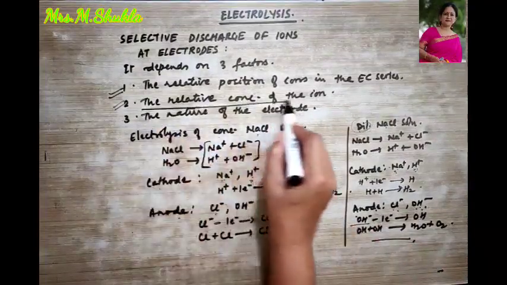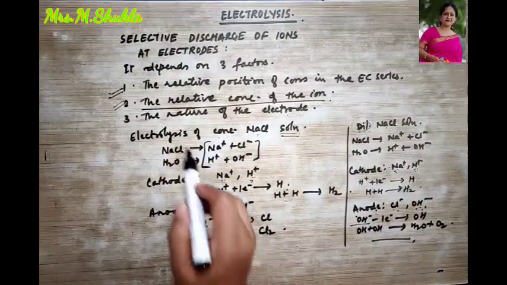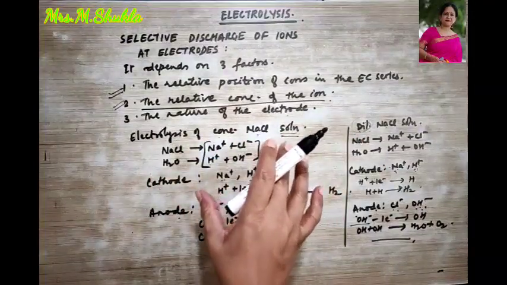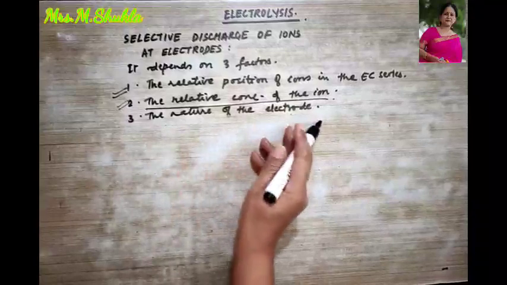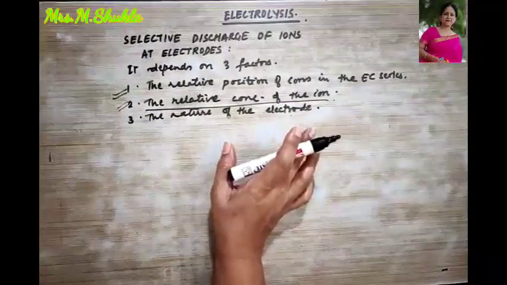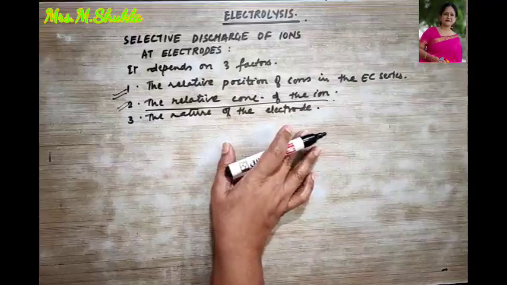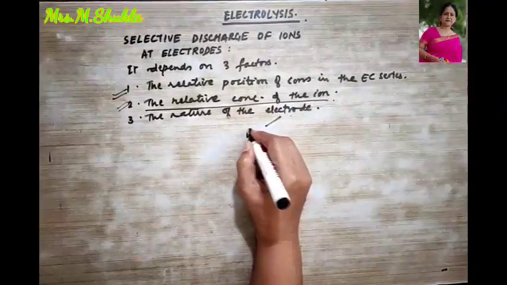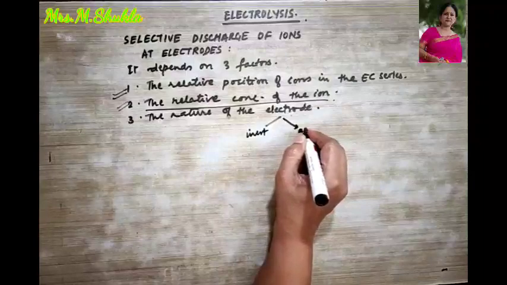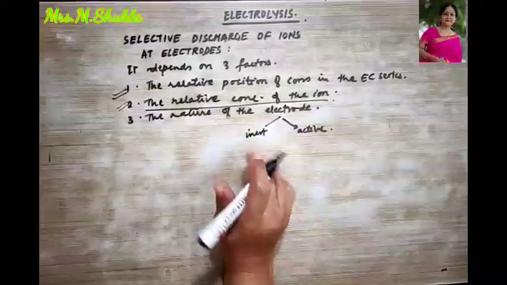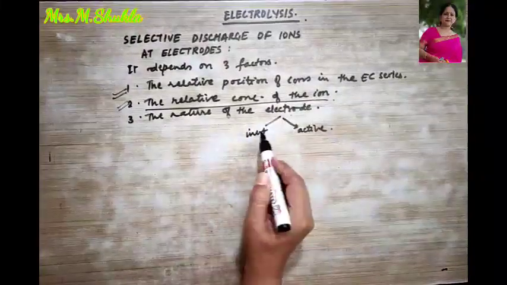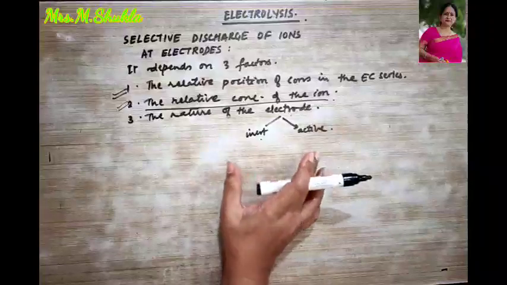So till here the effect of the relative concentration of ions is clear. Now we talk about the nature of the electrode. Electrodes are used in the process of electrolysis, and they are of two types. They are either inert in nature or they are active in nature. So this is what we mean by the nature of the electrode, whether it is an inert electrode or an active electrode.